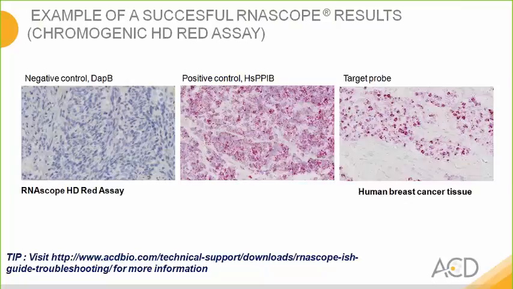So you've gone through qualifying your samples, you've optimized the assay, and this is what an example of a successful RNAscope assay should look like with the CHROMOGENIC HD Red assay. To the left, you'll see a clean DAPI negative control probe. In the middle, you'll see robust staining with a positive control PPIB probe. And with your target probe, you'll see very specific staining in your tissue.